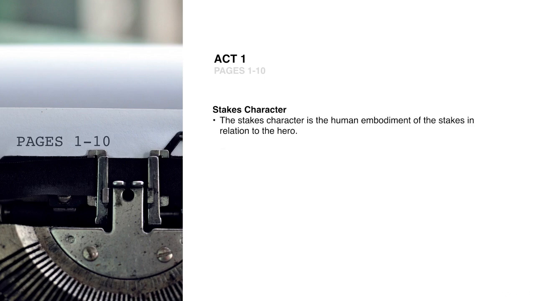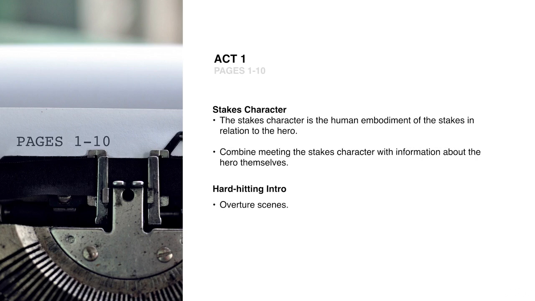Very often we're going to set up the stakes character as well in the first 10. As you can probably remember, the stakes character is the human embodiment of the stakes in relation to the hero. So if the hero fails, the stakes character dies. A lot of times the stakes character is actually one of the hero's family or acquaintances. So we can combine meeting the stakes character with information about the hero themselves.